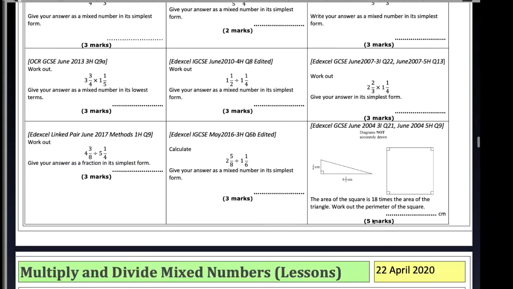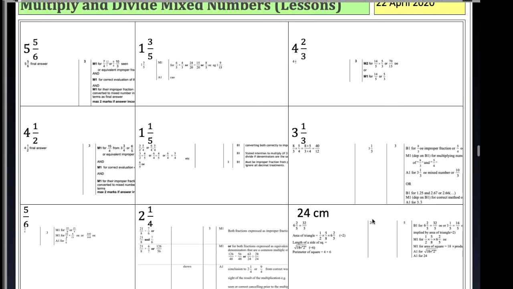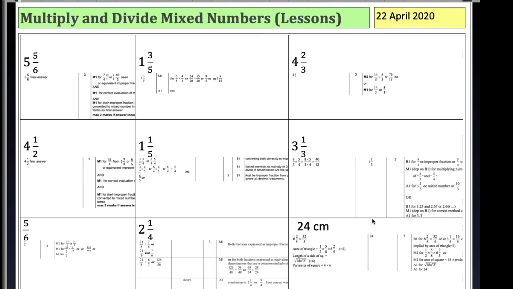Okay, I'm going to put the answers up. So mark these in green. If you got that last one right, well done. That was a really tricky one.